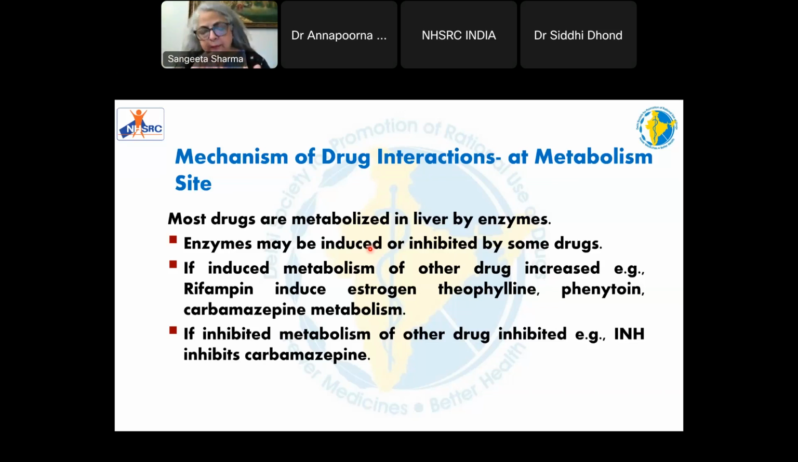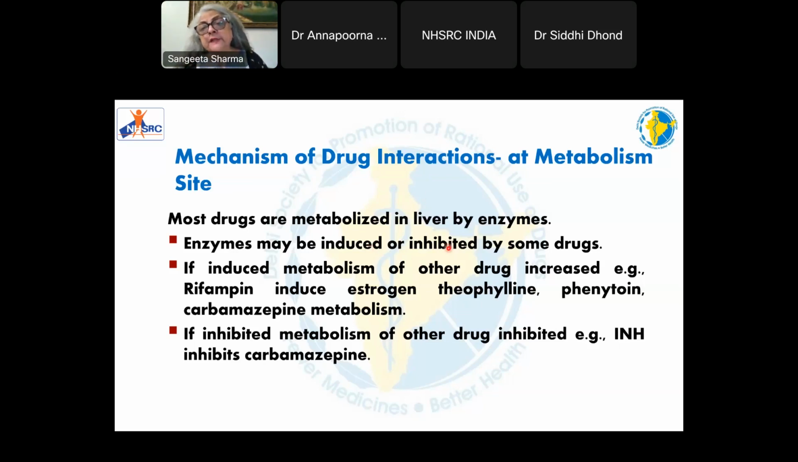One very good example is oral contraceptives, anti-epileptic drugs, and anti-tubercular drugs. So these are all inducers. So you may find oral contraceptive failure, you may find breakthrough seizures happening, you may find breakthrough anti-epileptic failure, and in TB, the patient may not be responding.